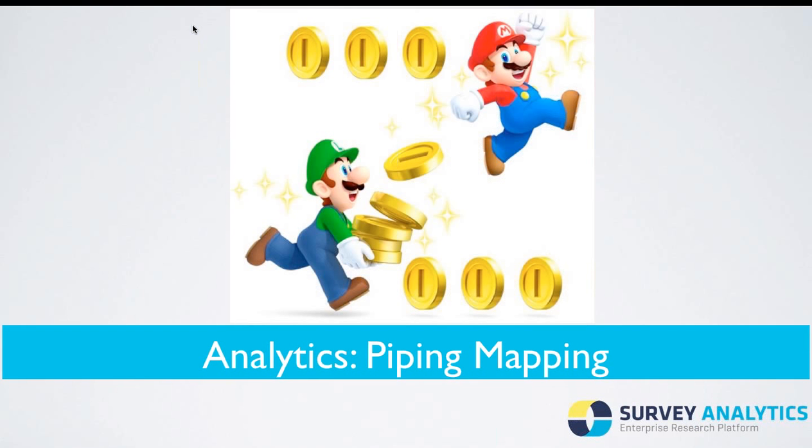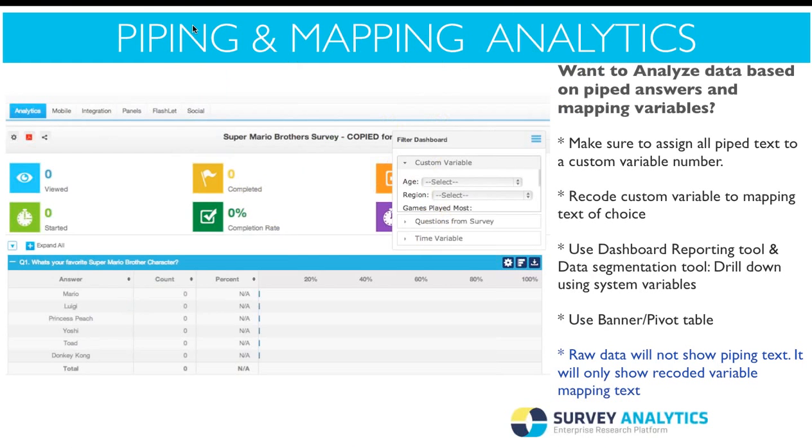Let's go ahead and talk about the analytics when you're using piping and mapping. This is a very popular topic that comes up quite a bit in our chat and support, so I thought it'd be very important to address. The first thing you'll need to know is that if you want to analyze the data based on piped answers and mapping variables, you'll want to make sure to assign all your piping text to a custom variable number or mapping code. Once you have that up, recode all your custom variables to mapping text code.